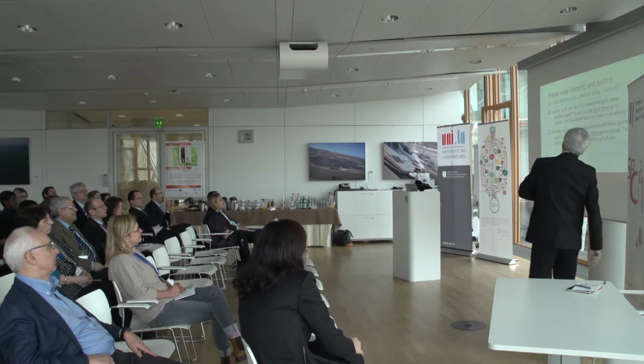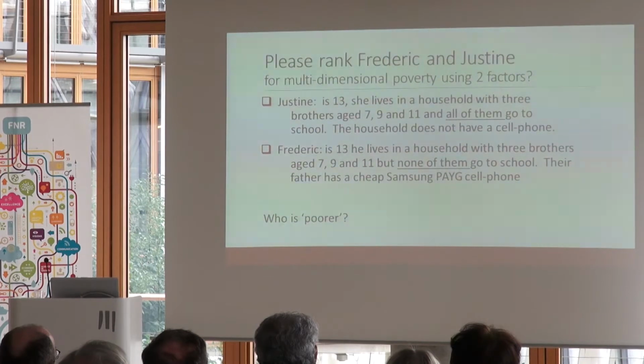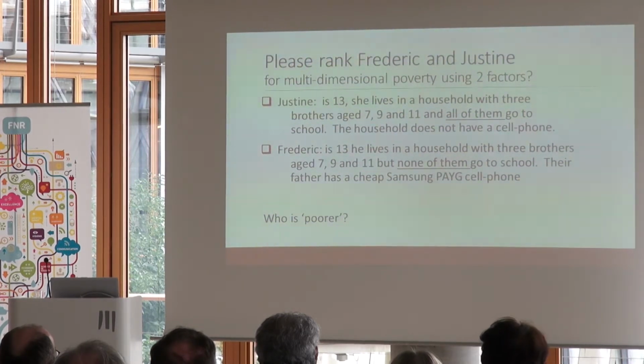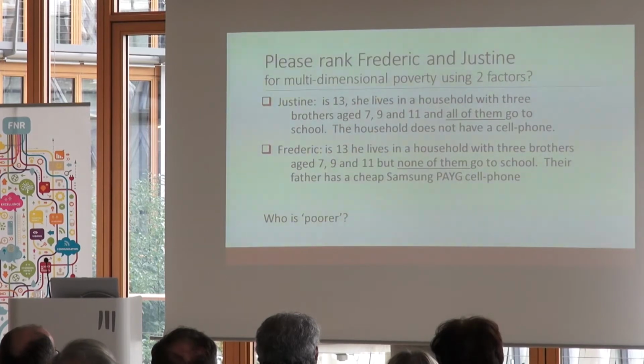Second game, Frédéric and Justine. Justine is 13. She lives in a household with 3 brothers, aged 7, 9 and 11. So they're all school age, and all of them go to school. Everyone, Justine and her 3 brothers, all go to school. The household does not have a cell phone.